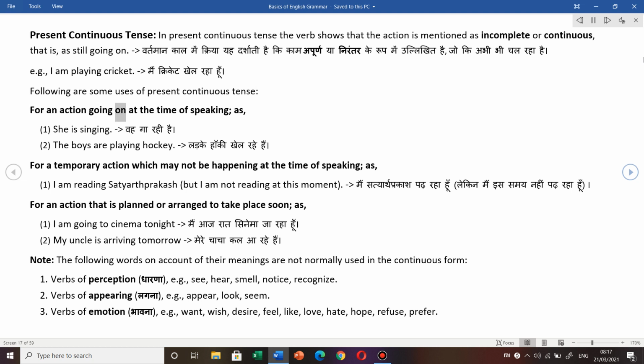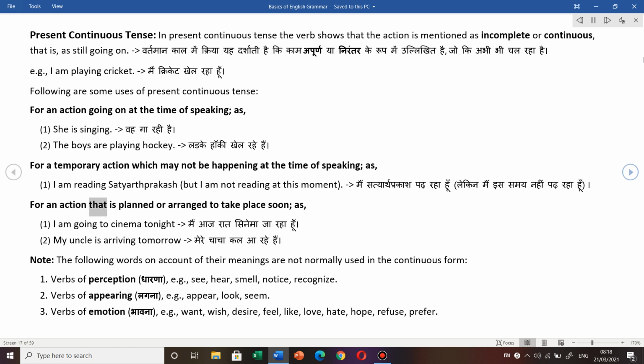For an action going on at the time of speaking, as: She is singing. The boys are playing hockey. For a temporary action which may not be happening at the time of speaking, as: I am reading Satyarth Prakash, but I am not reading at this moment.